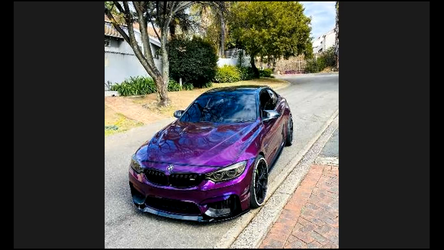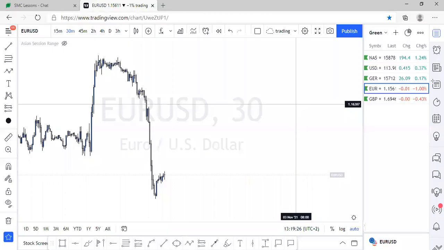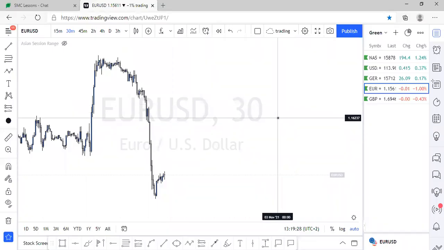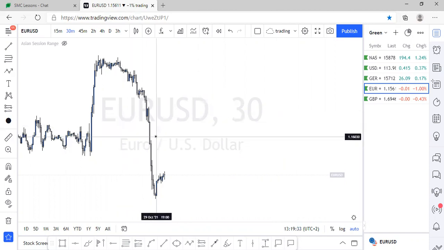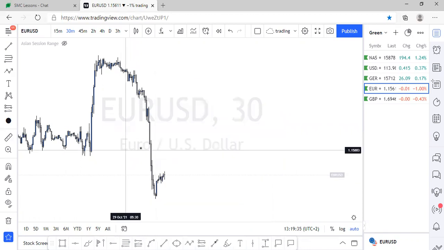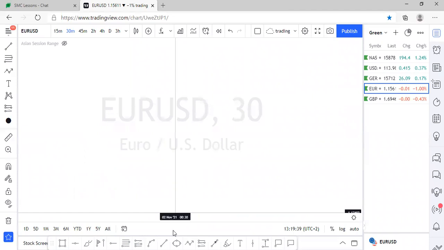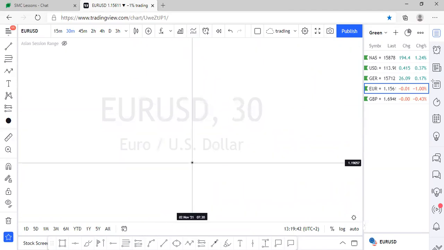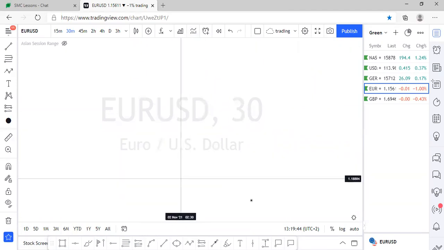I'm just making this video to tell you more about order blocks and what we're trading. So as you can see, I have a chart here for EUR/USD, but it's not really necessary for me. I'll tell you now.